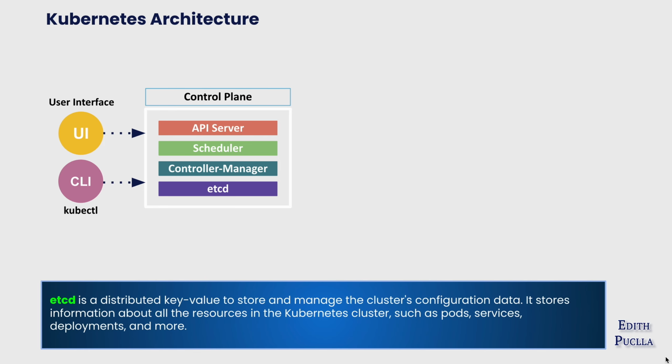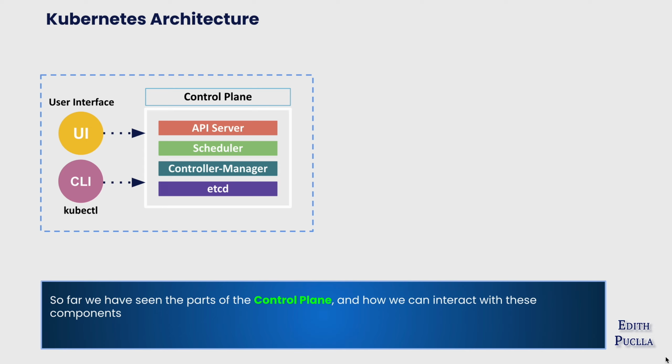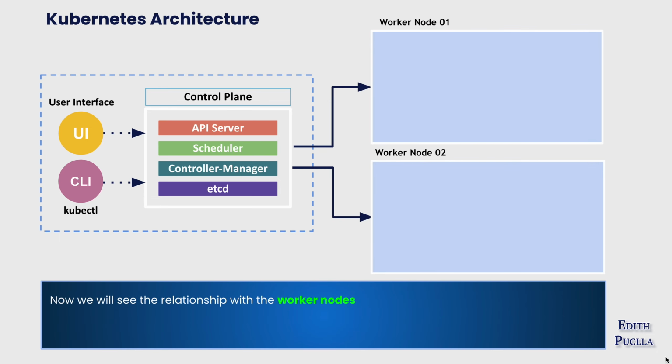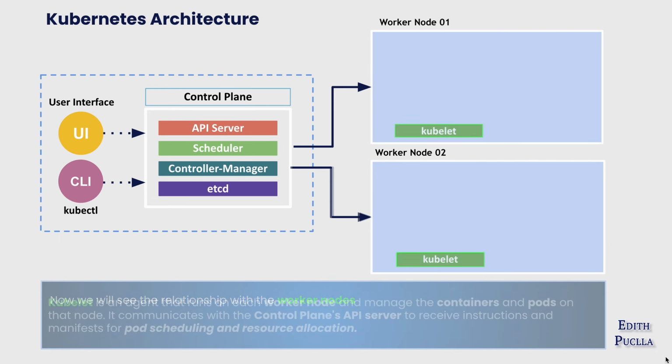etcd is a distributed key-value store to store and manage the cluster's configuration data. It stores information about all the resources in the Kubernetes cluster, such as pods, services, deployments, and more. So far, we have seen the parts of the control plane and how we can interact with these components. Now we will see the relationship with the worker nodes.